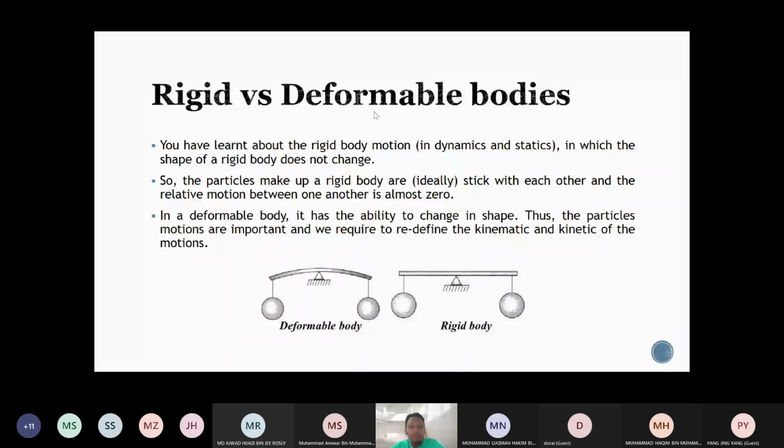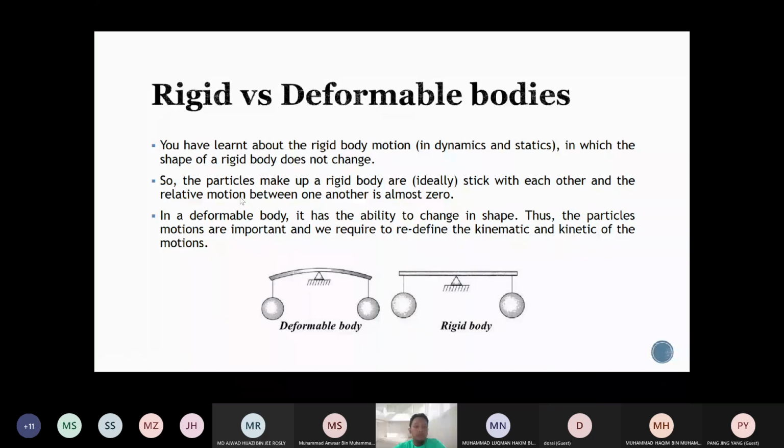So in a rigid body, the particles making up a rigid body, ideally, secara idealnya, will stick to each other. Okay, so if you try to change the shape of a rigid body, it's very hard. Meaning that the particles will try to stay in the same location and at the same distance from each other. So the relative motion between each particle, maksudnya particle A bergerak berbanding particle B, is almost zero, meaning that the particles will stay seragam with each other.